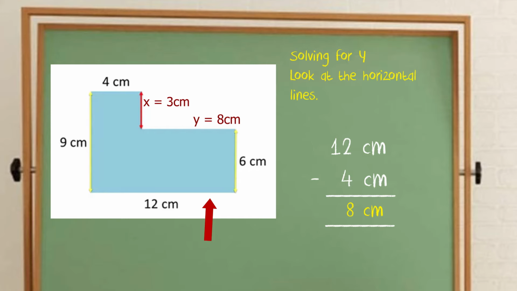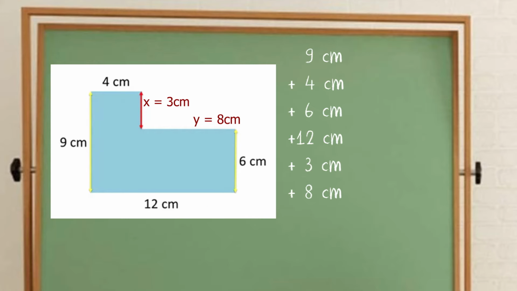Therefore, it is safe for us now to calculate the perimeter for the entire shape, because we know what's the measurement for x and y. So we add 9 centimeter, 4 centimeter, 6 centimeter, 12 centimeter, and 3 centimeter, which is the value for x, and 8 centimeter, which is the value for y. And that would give us 42 centimeters.